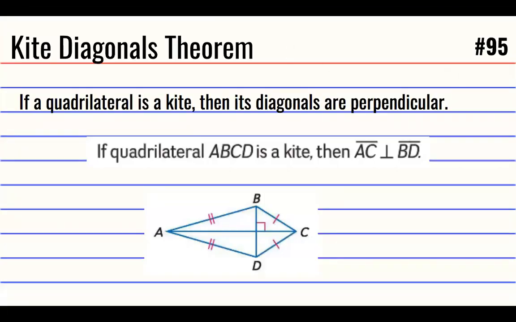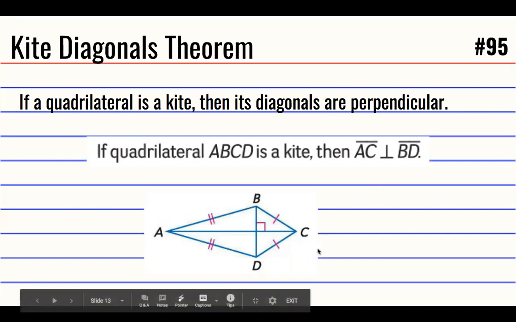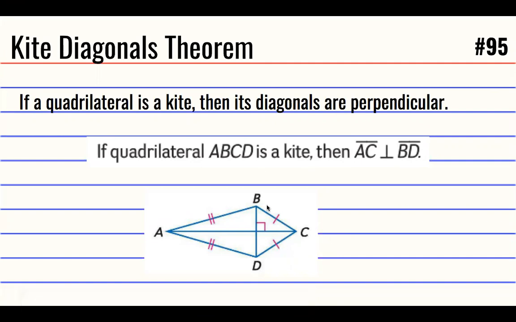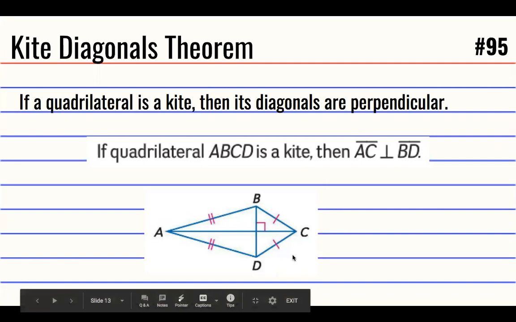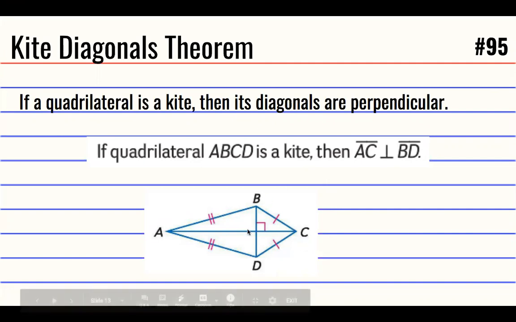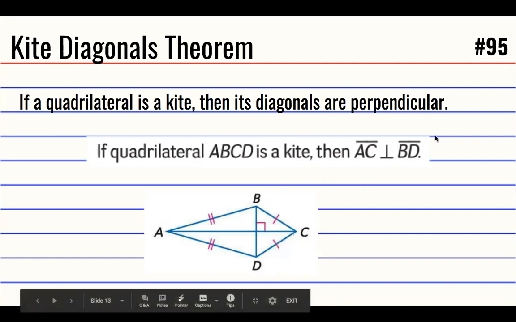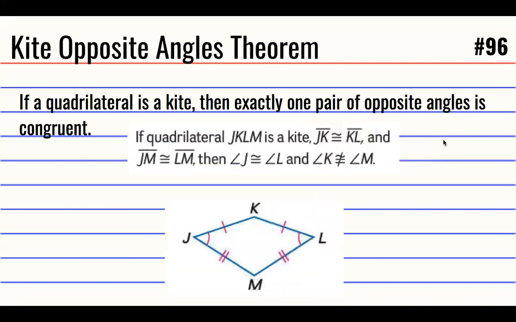So, first theorem for a kite. If a quadrilateral is a kite, then its diagonals are perpendicular. And so when you put the diagonals in there, they don't always look like diagonals. But now when we look at this, it looks like a real kite, like you go flying with, right? So the diagonals are perpendicular in a kite. And then secondly, if a quadrilateral is a kite, then exactly 1 pair of opposite angles is congruent.